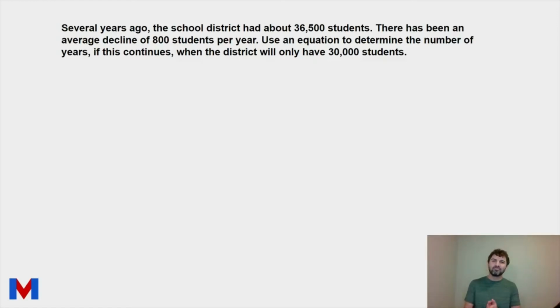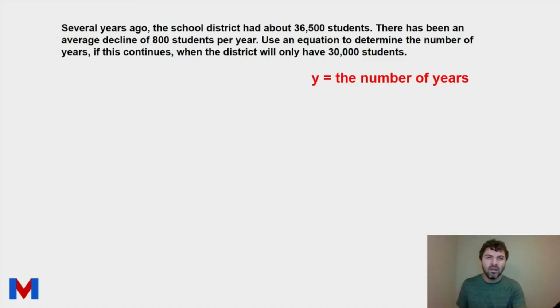All right. So again, we're working with the equation, so we need a variable. I'm going to use y for the number of years because it's asking us to determine the number of years. I could use n for years or t for time or x. It really doesn't matter. It just matters that you understand what that variable represents, which in this case is the number of years. So now let's use that to write an equation.